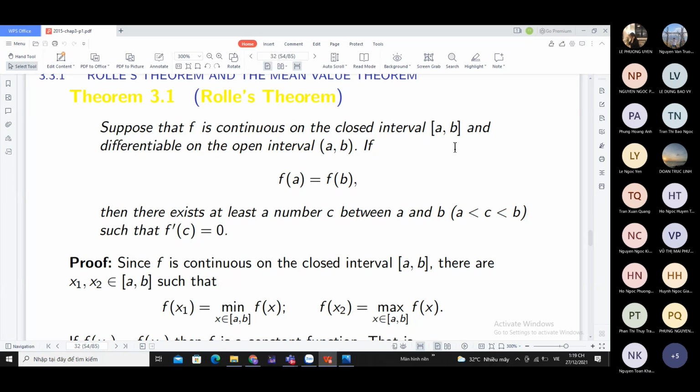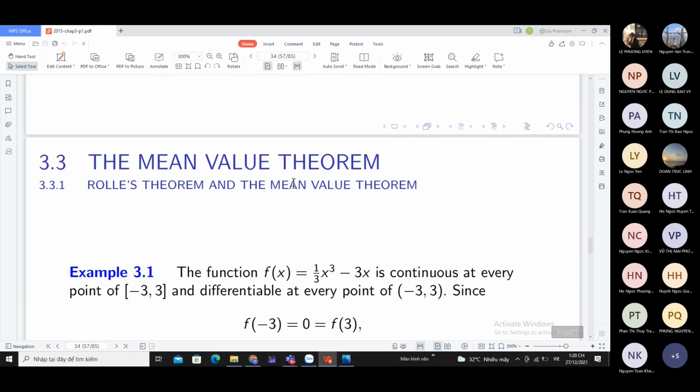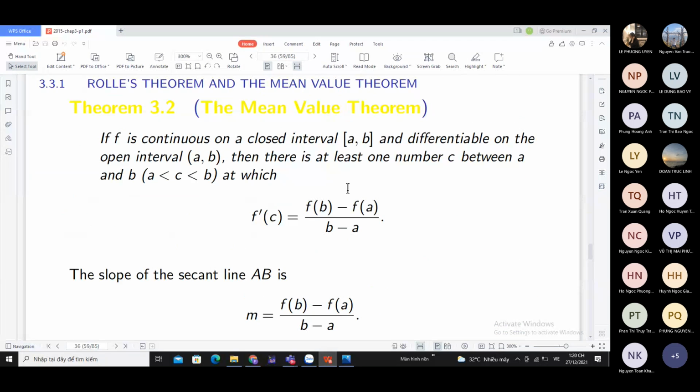It means that there exists a number c between a and b, so that the tangent line to the graph of the function f at the point c is parallel to the x-axis. You see? And if we don't have the condition f(a) equals f(b), just f continuous on the closed interval [a,b], differentiable on the open interval (a,b), then there is a number c between a and b.